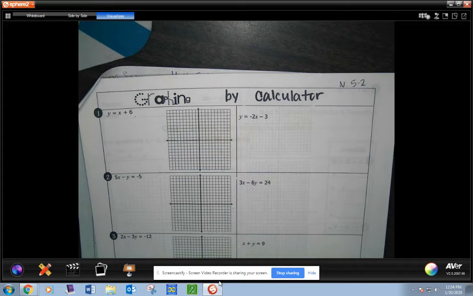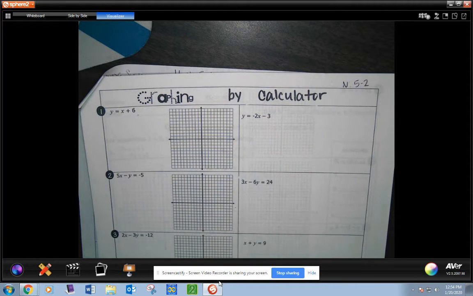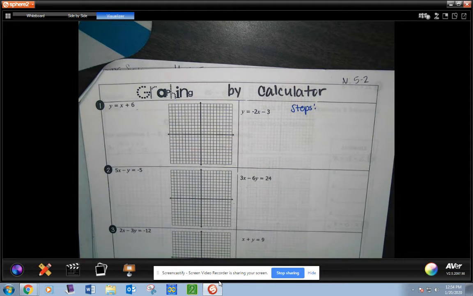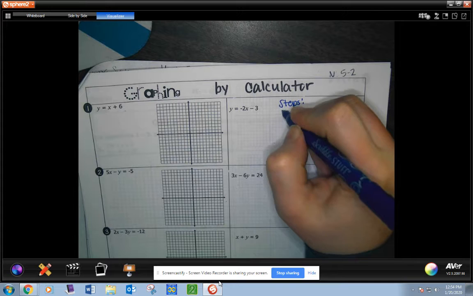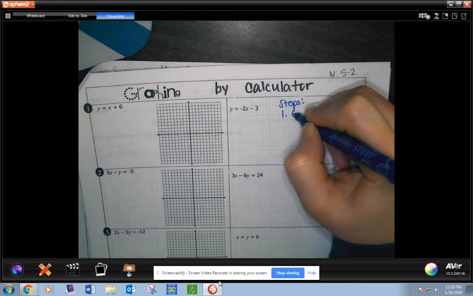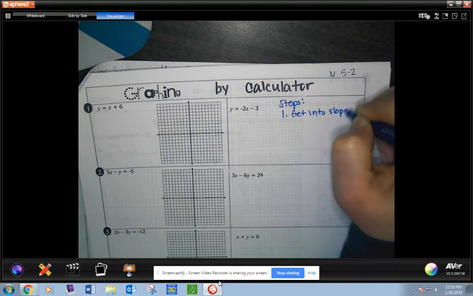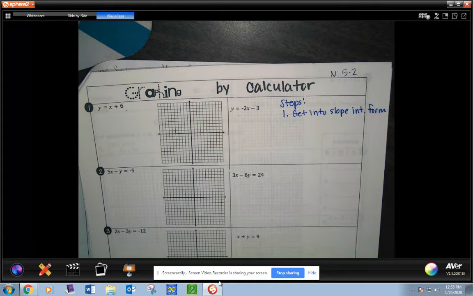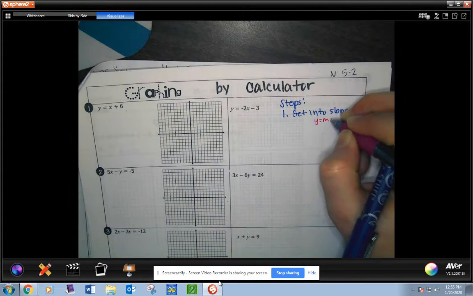Since number 1 is graph ready, I want you to come over here and write steps. You're going to be doing this in the calculator, and it is quite a few steps, but the calculator does it all for you, and it's kind of nice. Step 1 is to get into slope intercept form. And remember, slope intercept form is just y equals mx plus b.